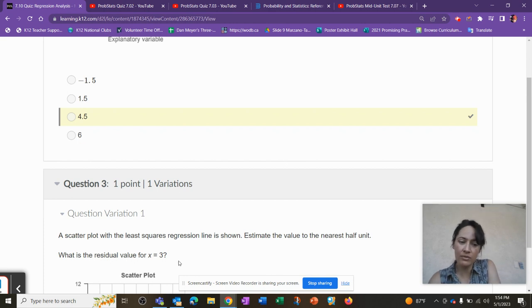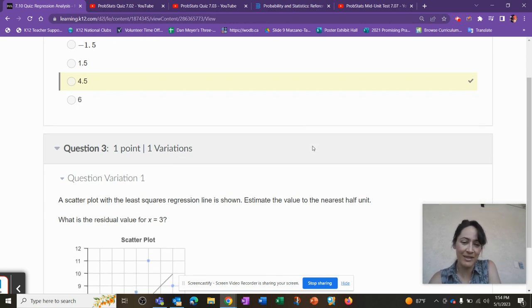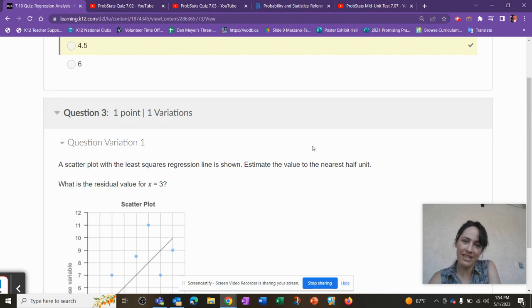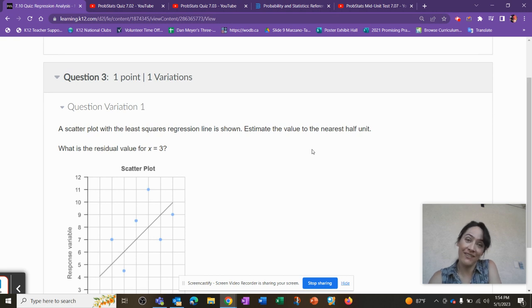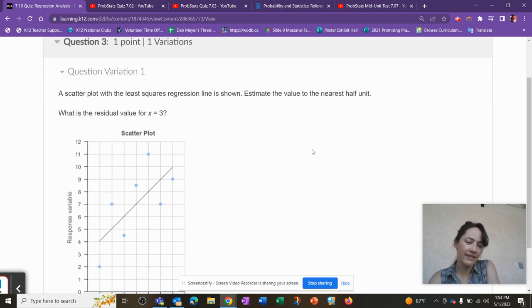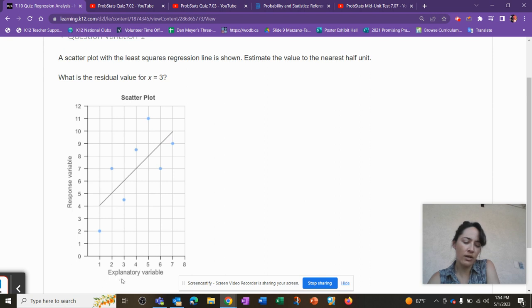Residual value. So we have to read carefully. I have a reading problem. If you worked with me live in class, you know that I suffer from reading problems. But it's okay because we can fix it. X equals 3. So what is the residual value? We're going to look at x equals 3, the explanatory variable versus the response variable. But x equals 3 is 4.5 and the predicted value is 6, so that should be negative.